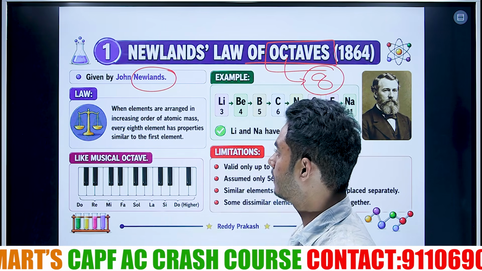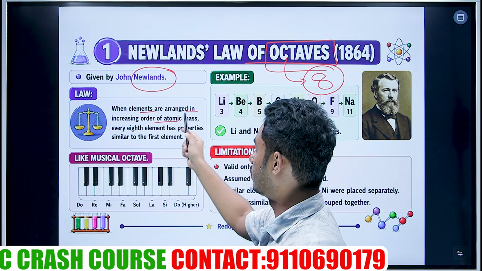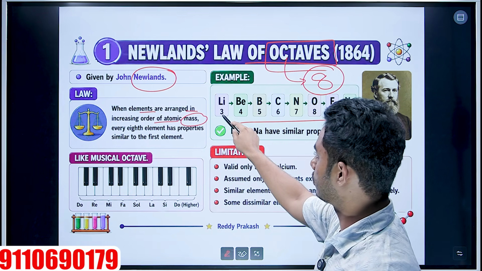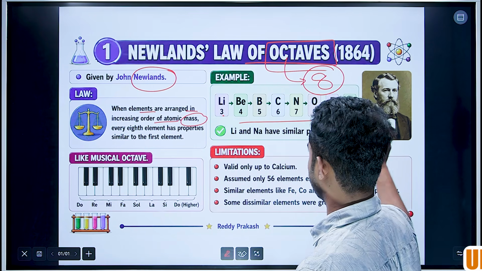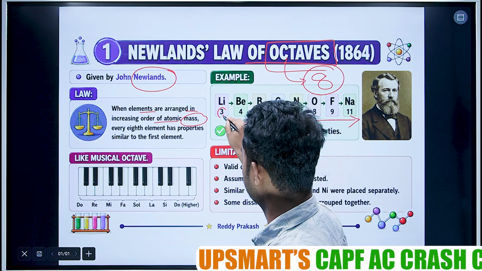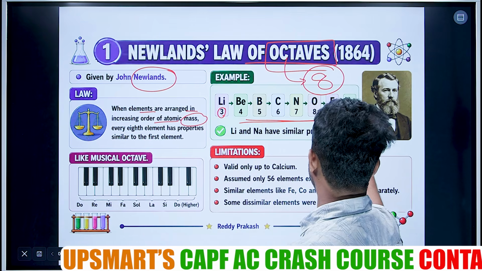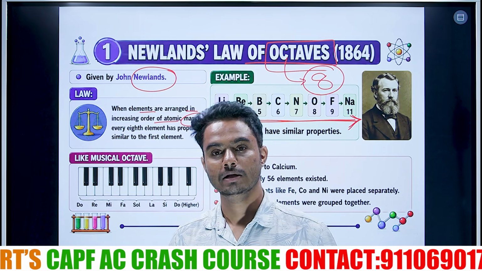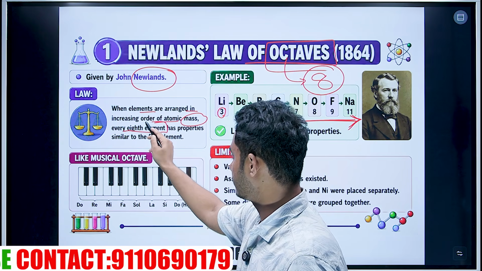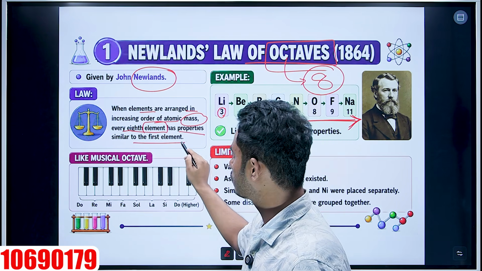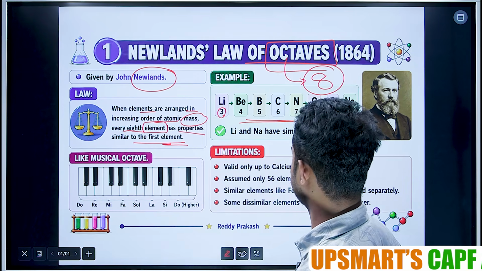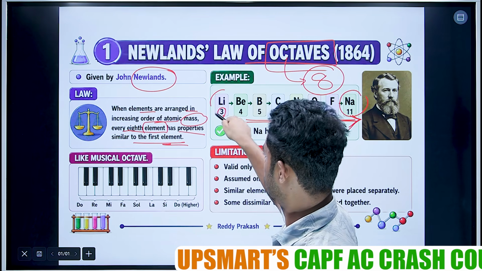Why the 8? He is telling, when the 8 elements are arranged in increasing order of atomic mass, you see, lithium is 3, 4, 5, and so on. No, these are atomic numbers. Atomic mass will vary, but this is how the sequence will remain. In increasing order of atomic mass, every eighth element has properties similar to the first element. Which is the eighth element? Which is the first element?